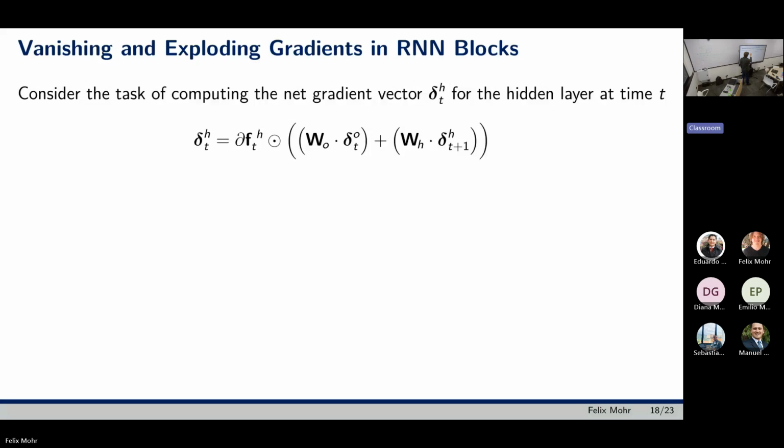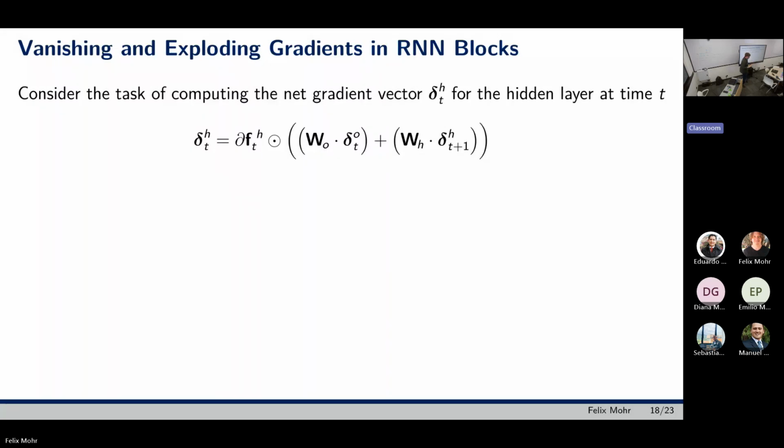So it's the derivative of the activation function. And here I have a multiplication of the weight matrix for the outputs and the delta that comes from the outputs, and here I have my weight matrix for the hidden units times this. And I see, oh, okay, that's the same. So I have these deltas for my hidden layer, but at different time steps. So I have a recursive connection. And now let's see why this is important.